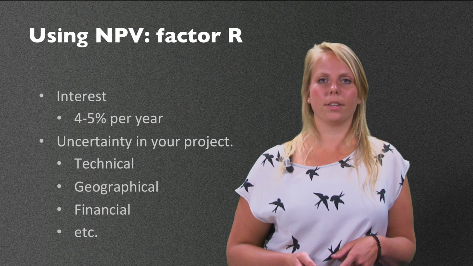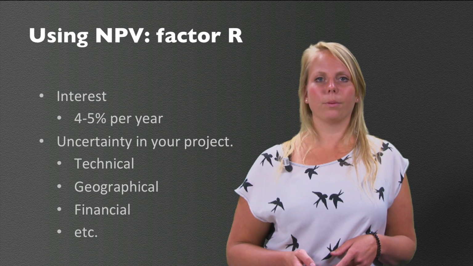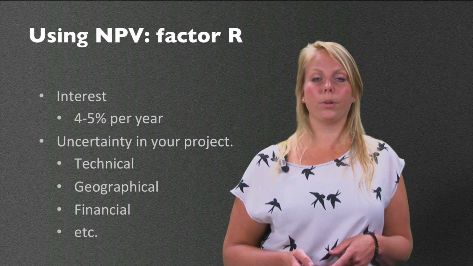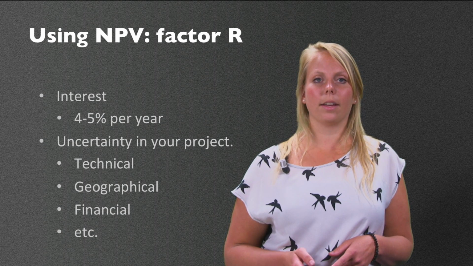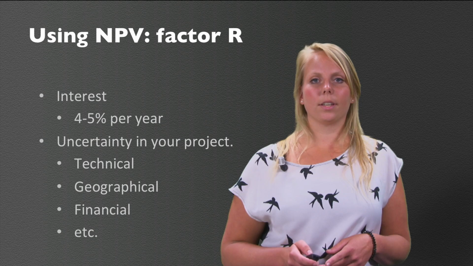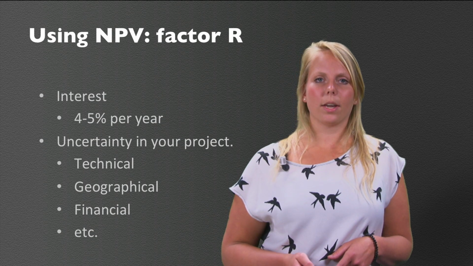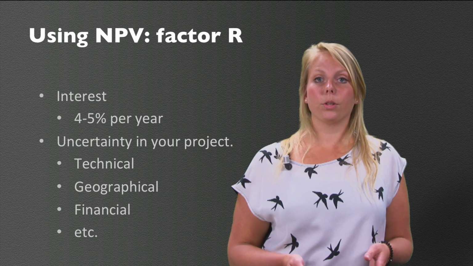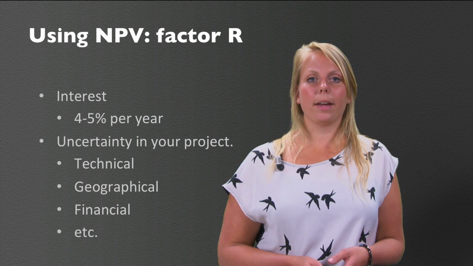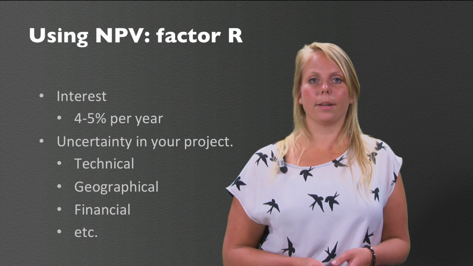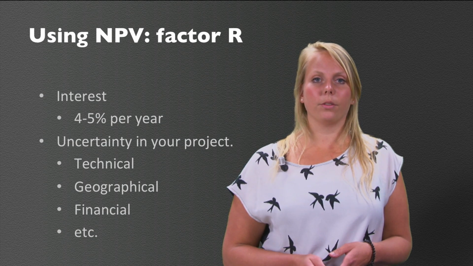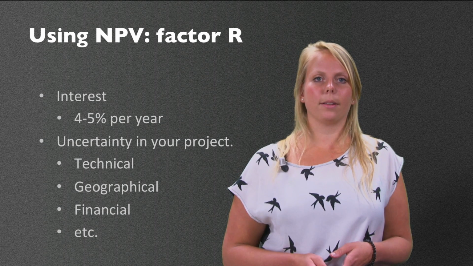There's an R factor in this function. This R factor represents a few things: interest you would receive when putting your money on a bank account, and uncertainty present in your project. Estimating the value for R for the interest part is quite easy. What do you receive if you put your money on a bank account? It changes over time, true, but roughly 4 to 5% per year on average is not a bad estimate.